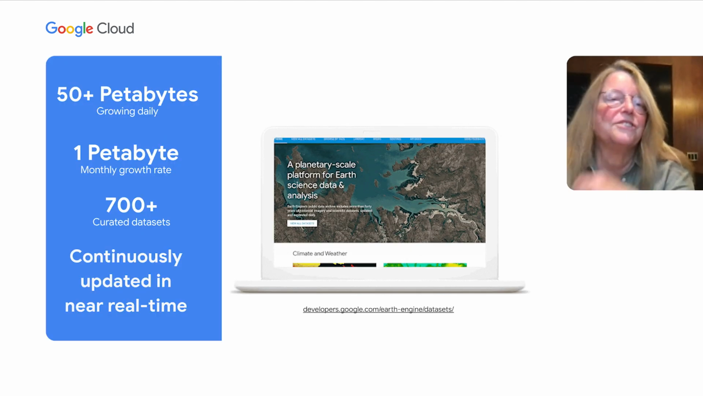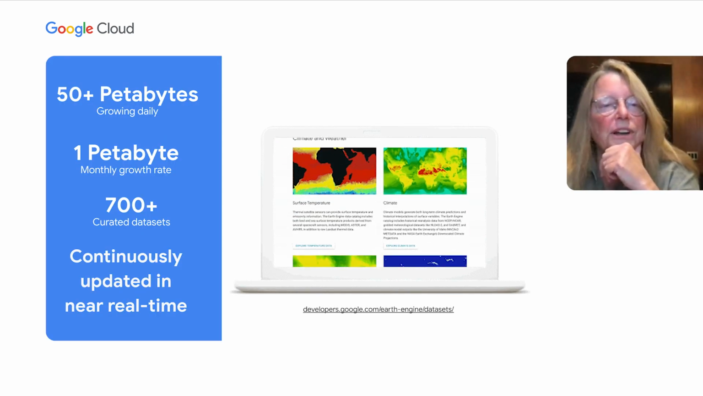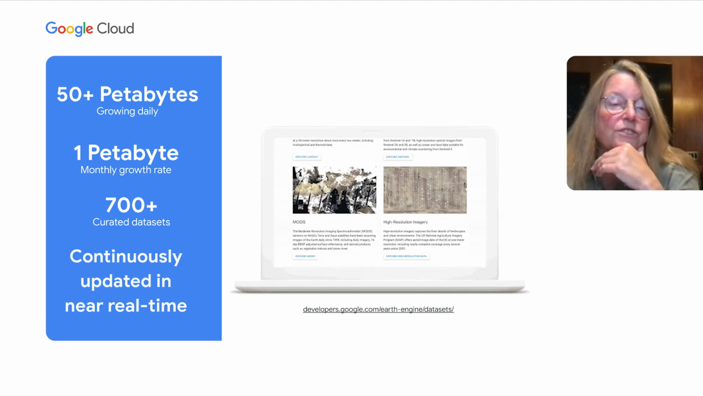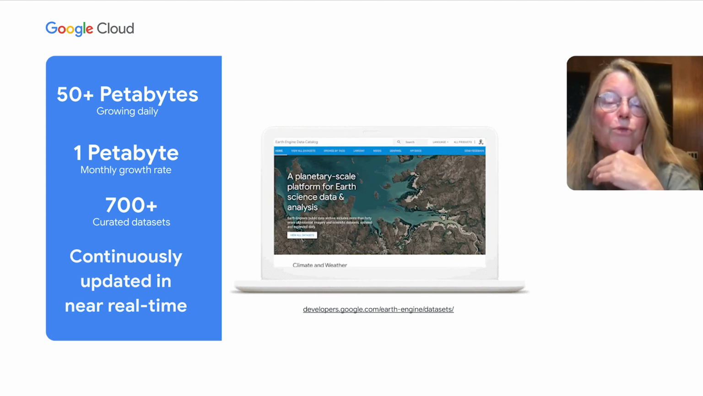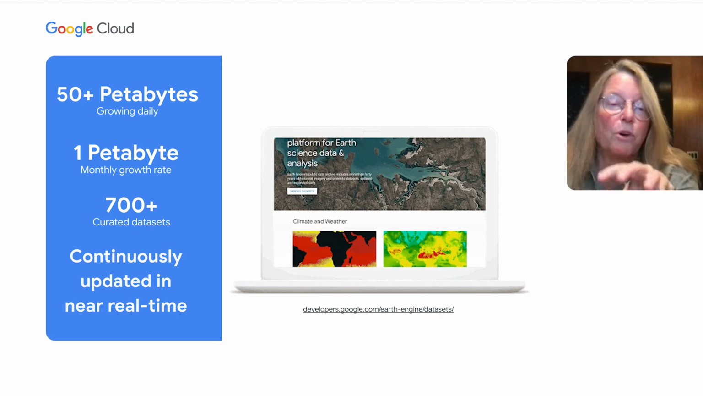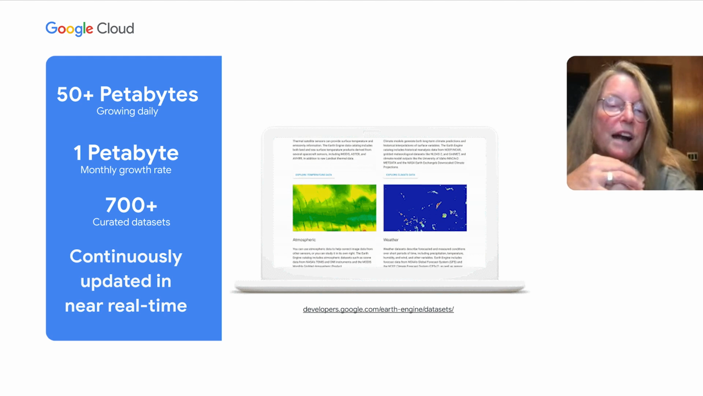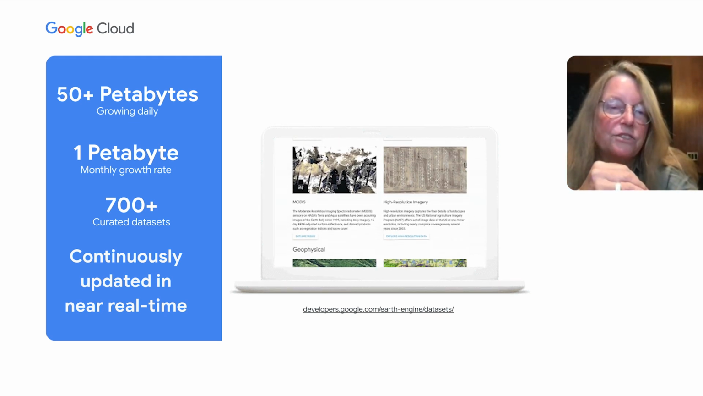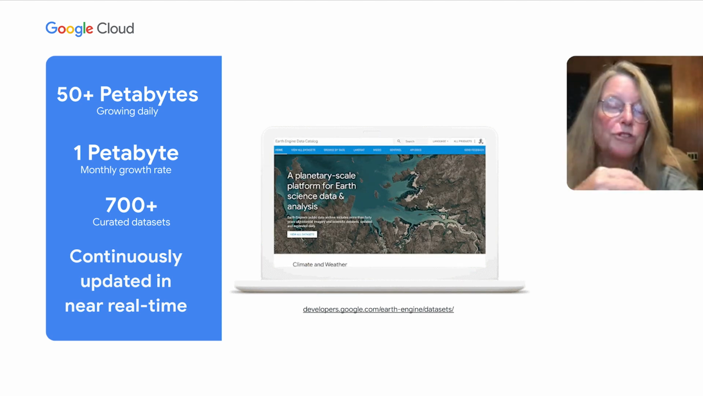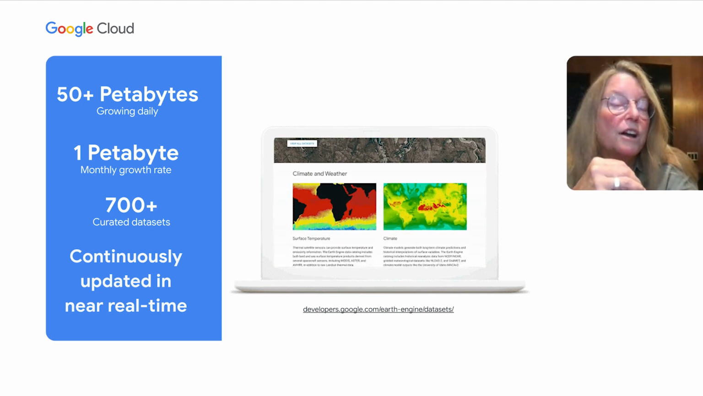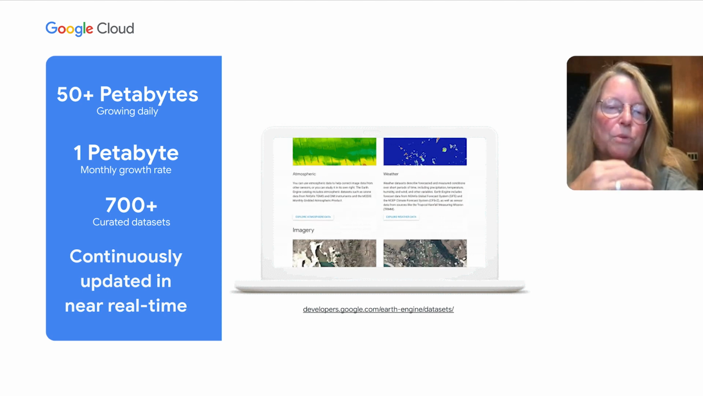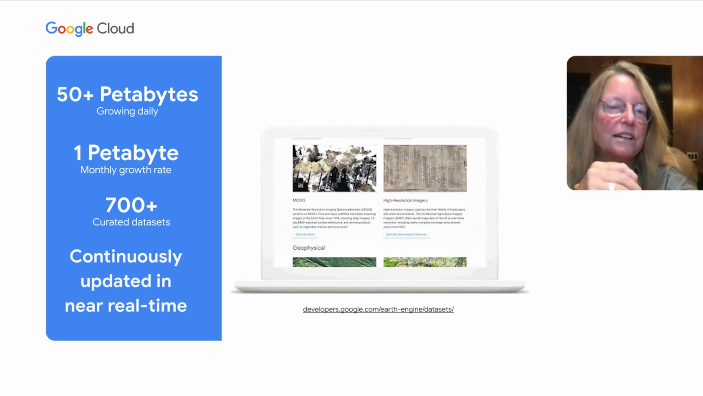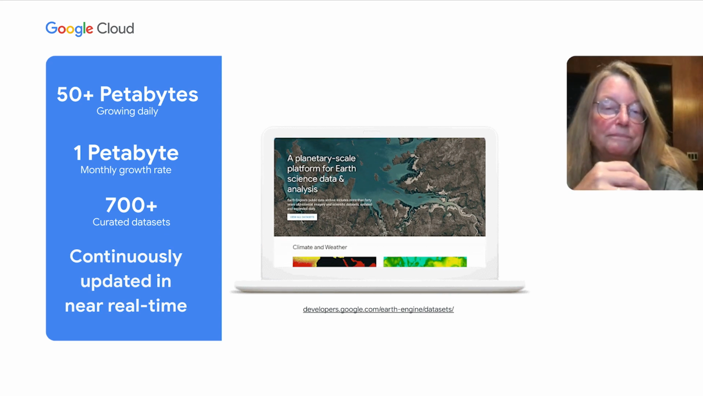Our users tell us that really the crown jewel of Earth Engine is the public data catalog. It's today 50 petabytes. It's growing daily. We're growing by more than a petabyte a month. We've got more than 700 carefully curated data sets, and we're adding more than 100 every year. Most importantly, for certain applications, we are continuously updating these data sets in near real time.